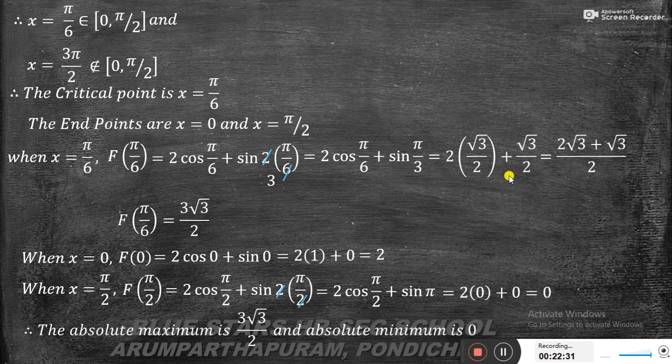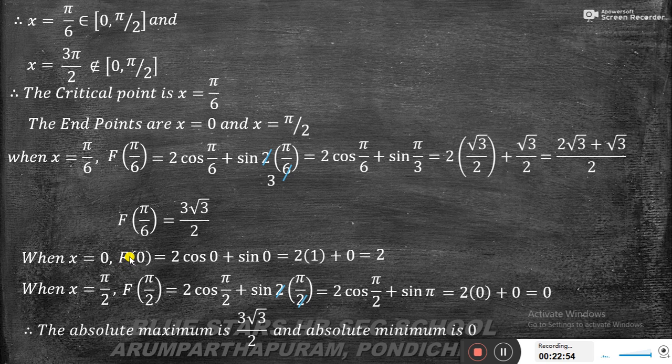So I just cross multiply this. I take the common denominator 2 and add the numerators, 2 root 3 plus root 3. So 3 root 3 by 2. F of pi by 6 equal to 3 root 3 by 2. Therefore x equal to 0. Next value I substitute in the function.